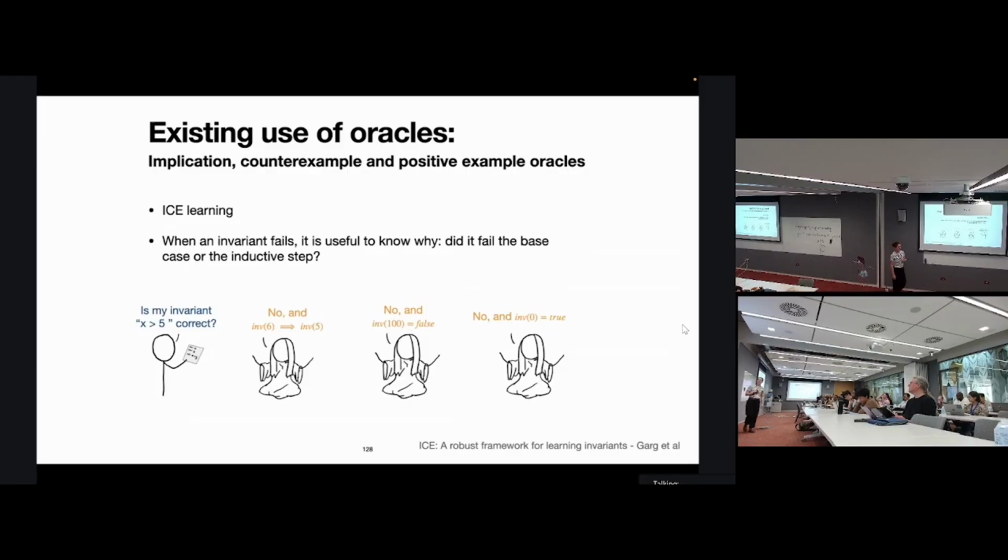Invariants are a classic example where you can pick oracles. There's more information than just a counterexample when you're trying to check an invariant, because an invariant can fail either because the invariant you gave doesn't hold in the initial conditions, or because the invariant doesn't imply the postcondition, or because it's not inductive. And so there's a paper called ICE Learning, which will give you feedback on why your invariant failed.